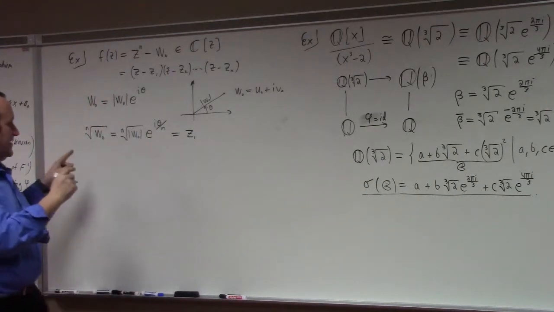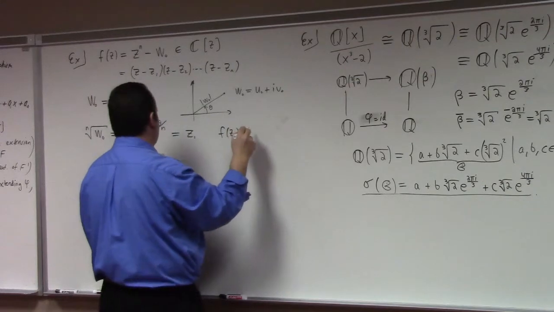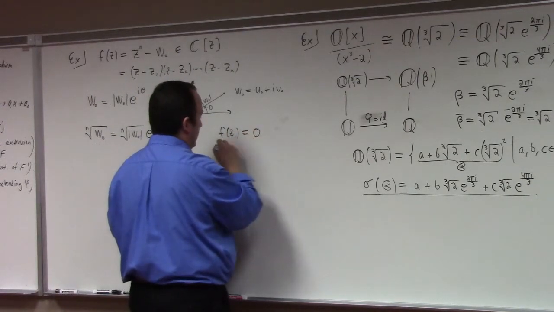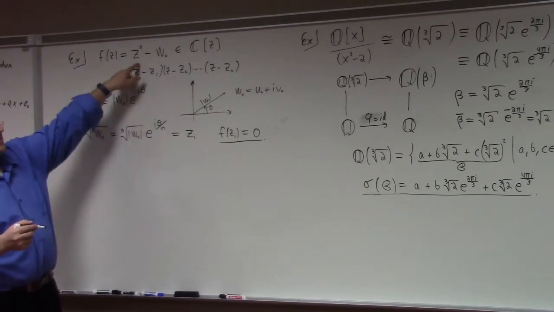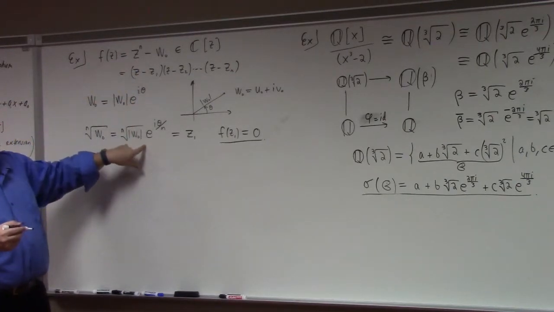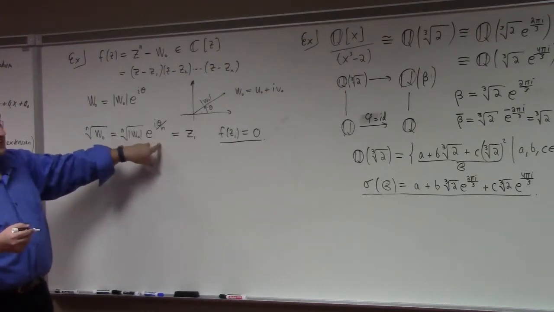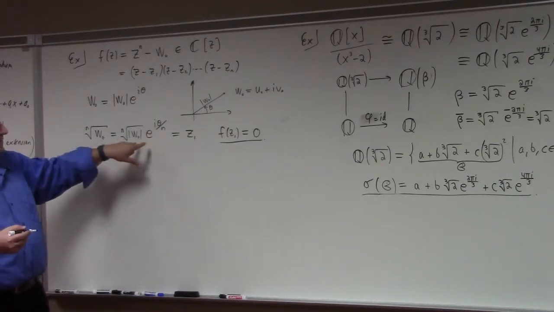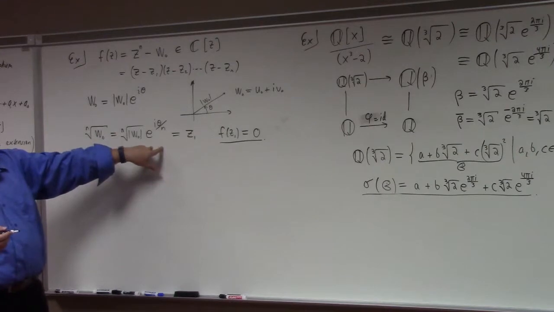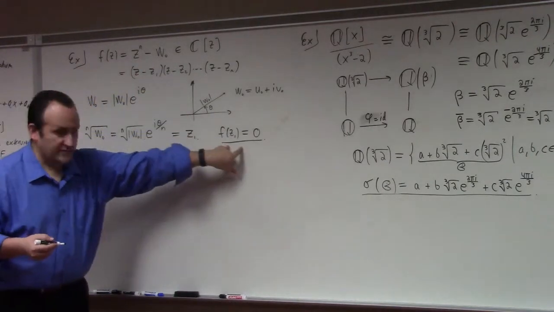You can easily check that f of z1 is equal to 0. Because if you plug this in and take the nth power of this, you get back the modulus of w naught, and the other factor raised to the nth power, by laws of complex exponents, gives us back e to the i theta. But modulus of w naught times e to the i theta is w naught, and then w naught minus w naught is 0.